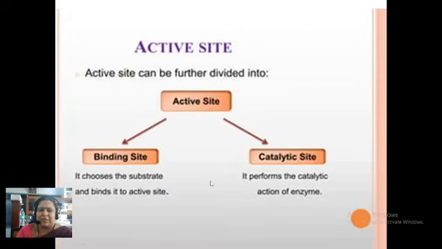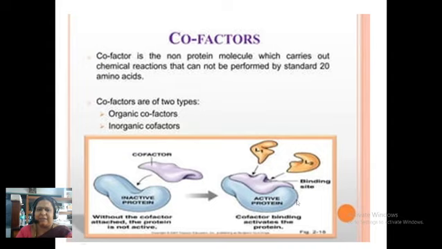So the active site can be further divided into two types, binding site and catalytic site. The binding site chooses the substrate and binds it to the active site. The catalytic site performs the catalytic action of an enzyme.